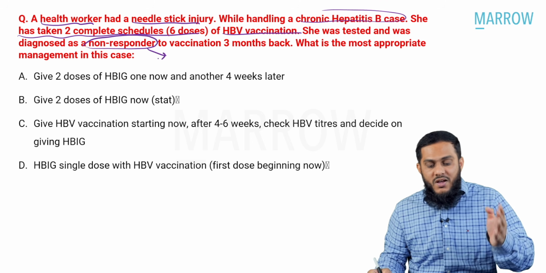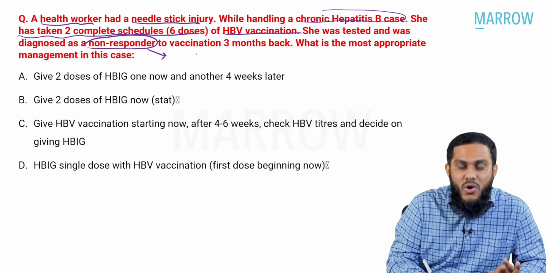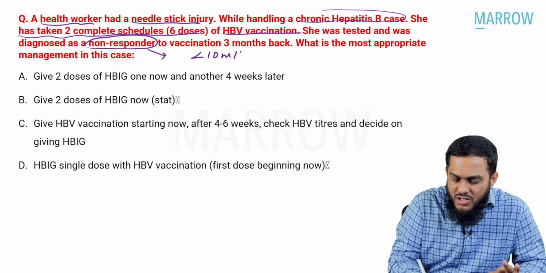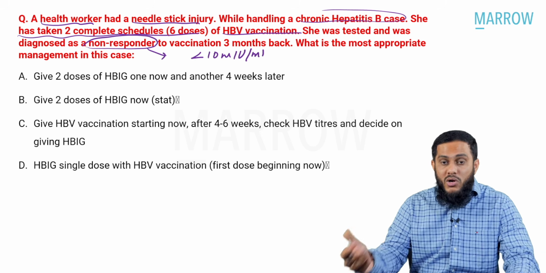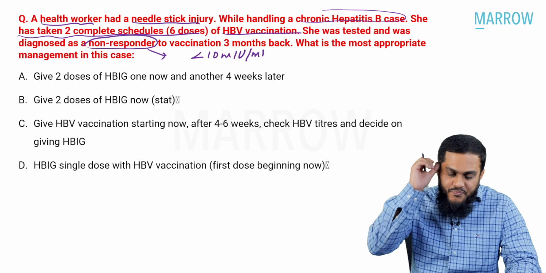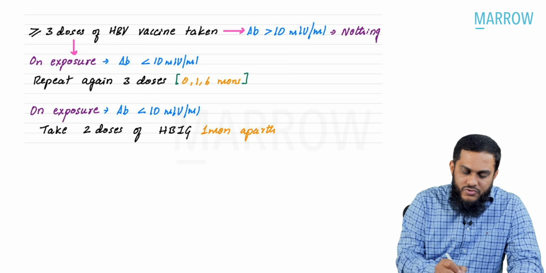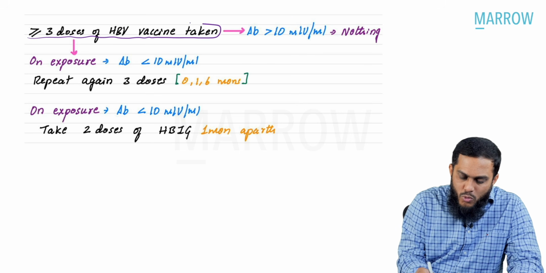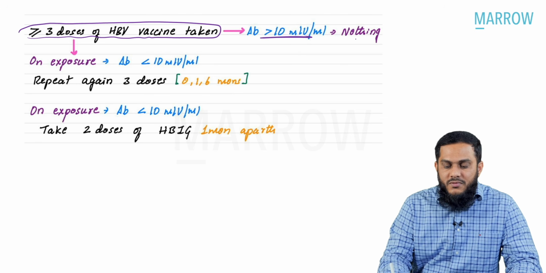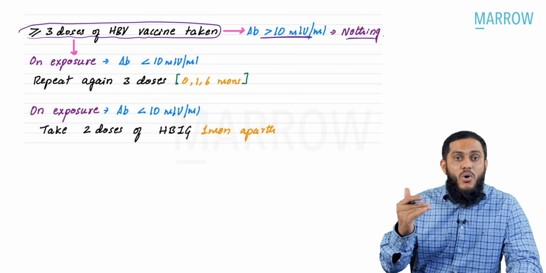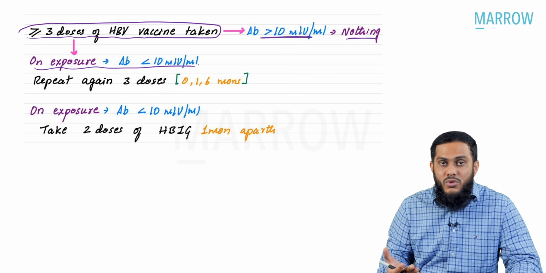Non-responder means even after taking 2 complete schedules, her antibody titer is less than 10 milli-international units per ml, means she has not attained a protective antibody titer. Right? What is the most appropriate management in this case? See here. So 3 or more than 3 doses of hepatitis B vaccine taken. If antibody titer is more than 10, then nothing to take, because you have a protective antibody titer that will protect you. But on exposure, if antibody titer is less than 10, you don't have protection.